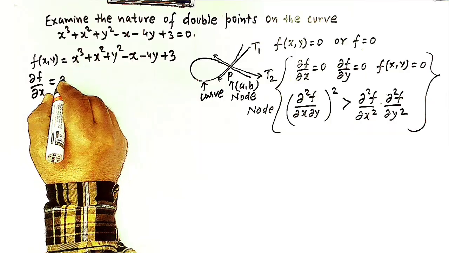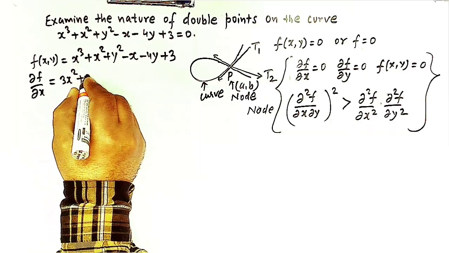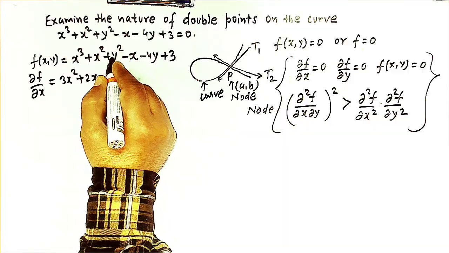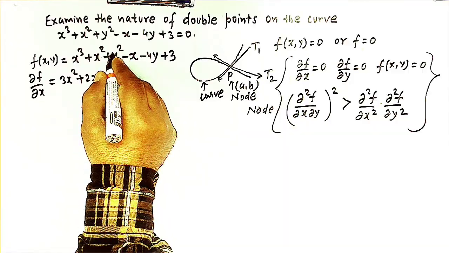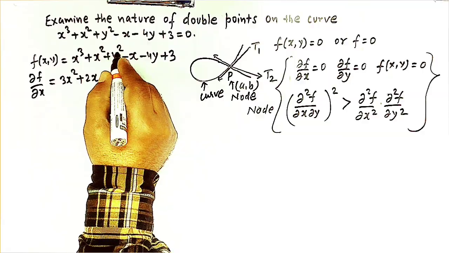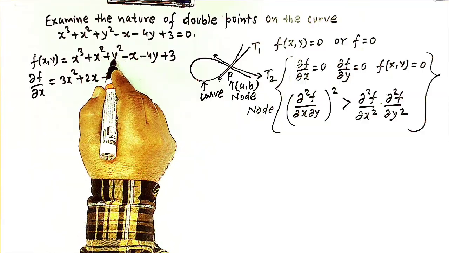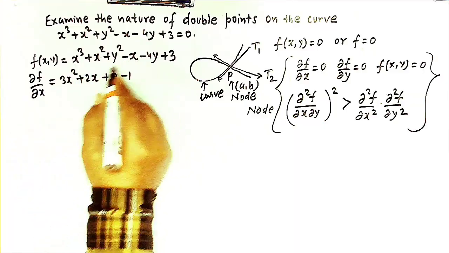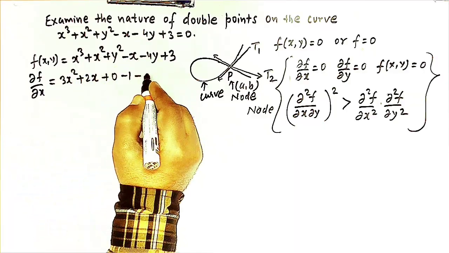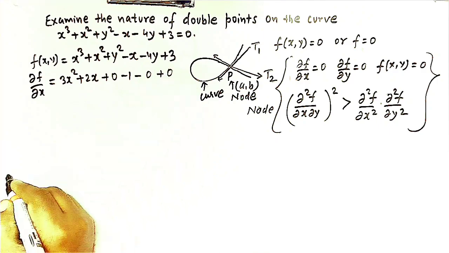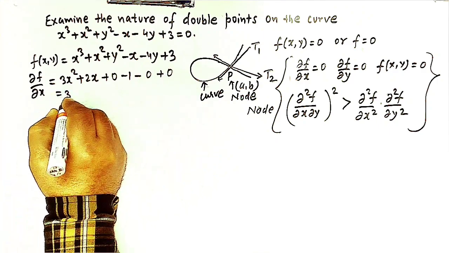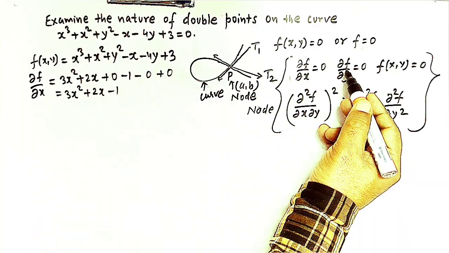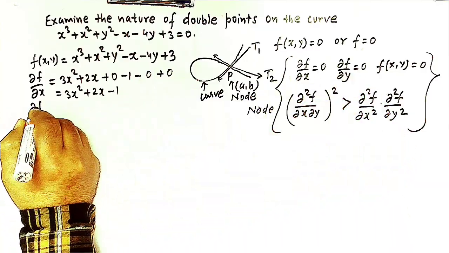So here we have 3x square, here we have 2x, here we have 0 because this is y square, that is we do not have here any term containing x, right? And here we have the partial derivative of x with respect to x is 1, here we have 0, and here we have 0. So we have 3x square plus 2x minus 1.